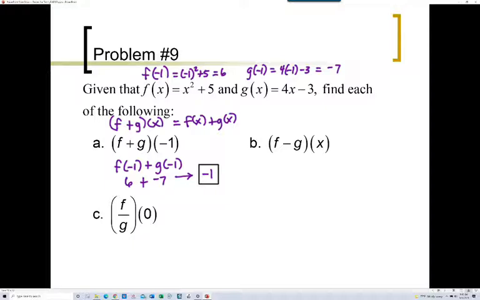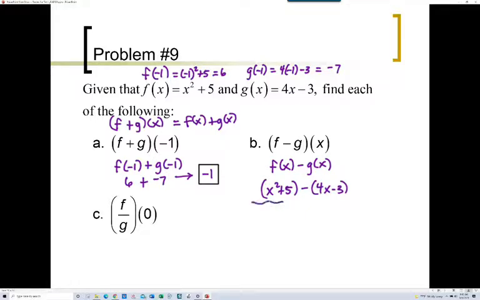On B, we have f minus g of x. So that by definition means f of x minus g of x. Well, we have two binomials here. We're going to want to put these in parentheses. It's going to be x squared plus 5 minus 4x minus 3.